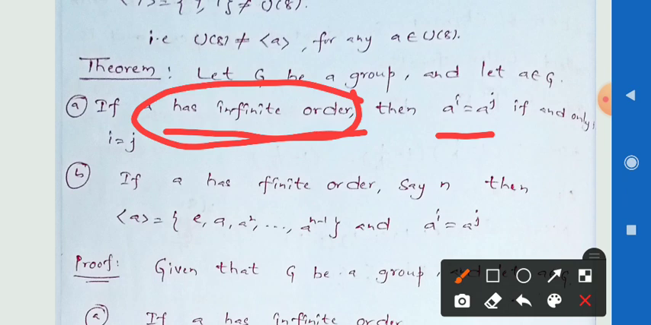Then the second one: if A has finite order, say n, then the order of A is equal to the order of the generator of A, which is a, a square, up to a power n, and a power i is equal to a power j. Means if A has infinite order, the condition a power i equals a power j holds if and only if i equals j. If A has finite order, then a power i equals a power j. We have to show these two conditions, one for infinite order and one for finite order.